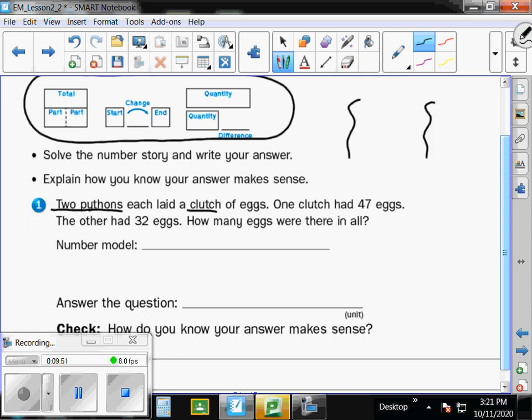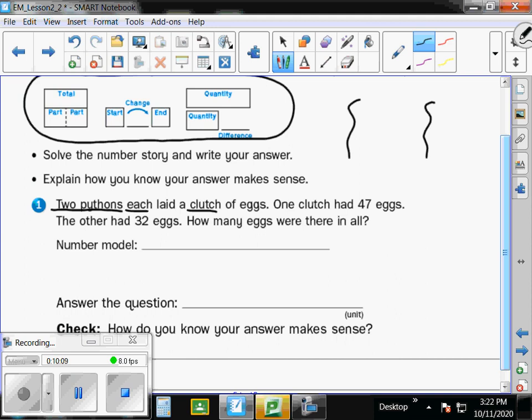Now remember, when I'm drawing math pictures, they are not to be all fancy and detailed. Okay? Don't waste your time. Something very quick and easy. So I'm just going to start drawing out what I know. I know I have 2 pythons, so I draw 2 little squiggly lines.